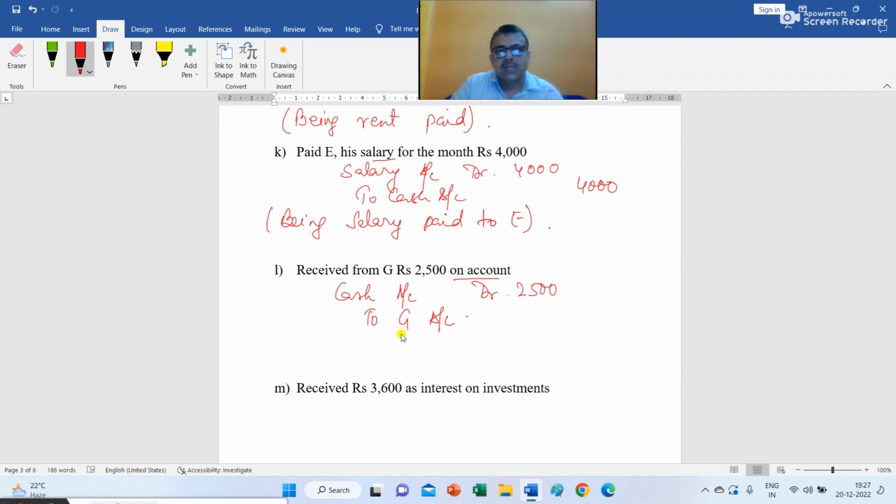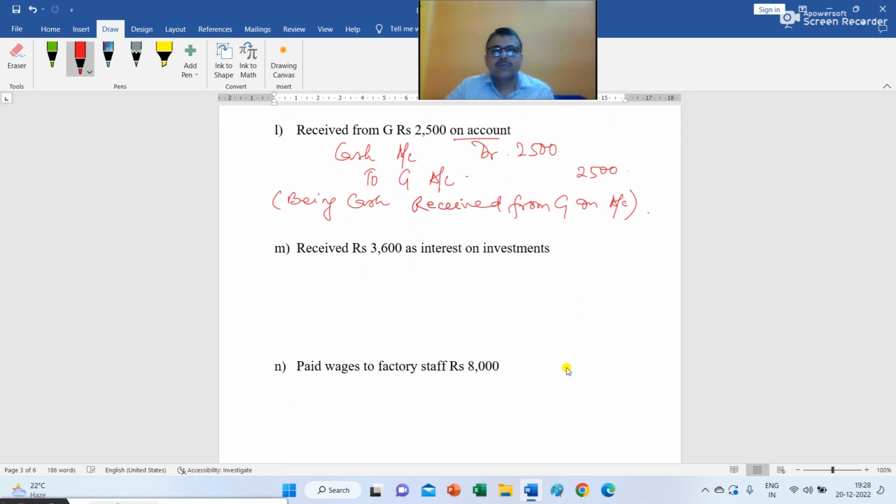G is the creditor from whom you are getting a payment of rupees 2500. So I am writing cash account debit to G. Being cash received from G on account.